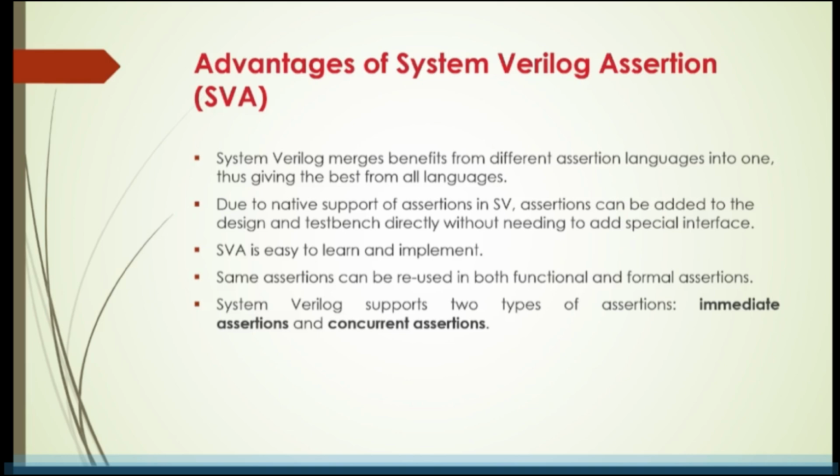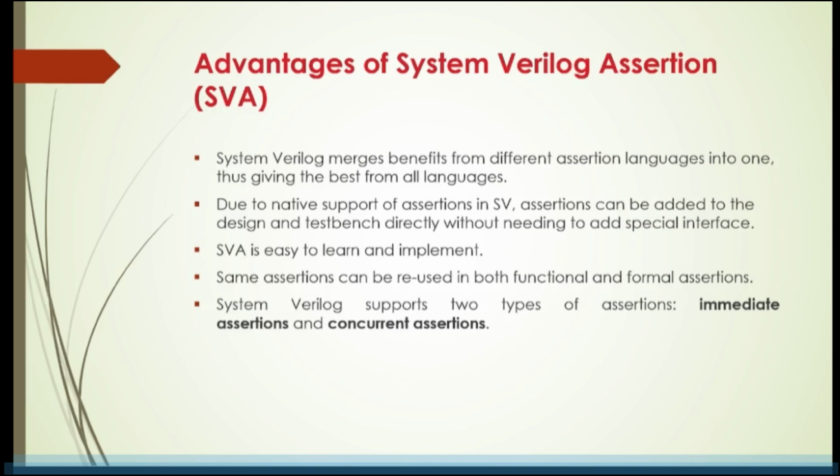Assertions are used in various other languages, like OpenVera, or assertions in Specman, and property specification languages. These are various languages where you can find assertions also. SystemVerilog assertions are called SVA, which is SV based assertions. What is the advantage of SV based assertions? By clubbing all the advantages of the assertions in other languages, these SV assertions were built, so SV assertions are the best among all the assertions that you use in various other languages.